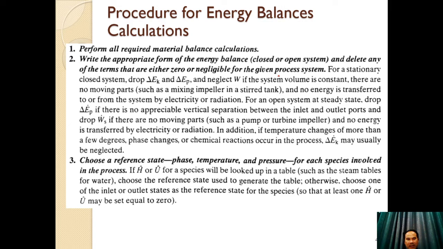And then, once you write the appropriate energy balance equation, you have to delete any of the terms that are either zero or negligible for the given process. We have delta U or delta H, kinetic energy, potential energy, and also the heat and work. You have to consider whether the process is a stationary closed system. We can drop the kinetic and potential energy, EK and EP, and then we can neglect W if the system volume is constant. If the volume is constant, that means there are no moving parts such as a mixing impeller or stirrer. And also no energy is transferred to or from the system by electricity or radiation, so we can neglect the work. This is for a closed system.